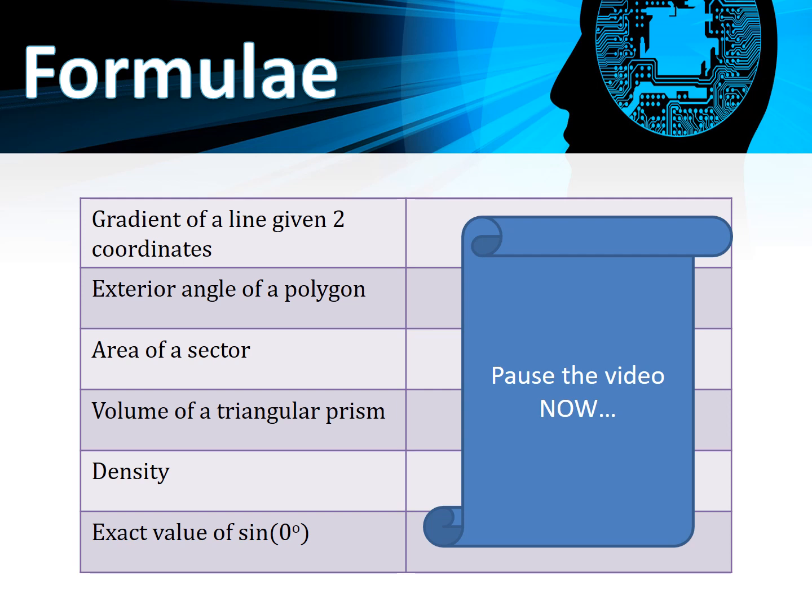Today's formulas, we've got a couple of things that are similar to last time, but some new ones in here as well. So gradient of a line given two coordinates, exterior angle of a polygon, area of a sector, volume of triangular prism, density, and exact value of sine 0. So for density, I want density equals something connecting mass and volume, but I want you to think carefully about how they go together. So pause the video, write out your questions, and then write out your answers and check them soon.